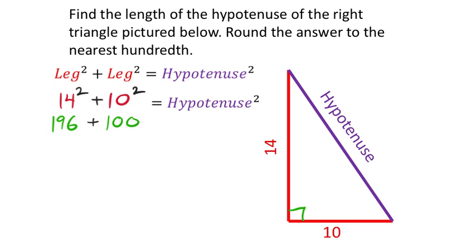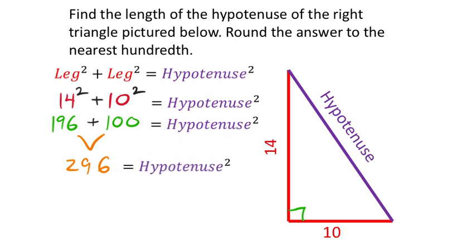And again, this is going to be the hypotenuse squared, not the hypotenuse. And now we're ready to add these two together. And, well, it's not too bad either. 296 now is still the hypotenuse squared.